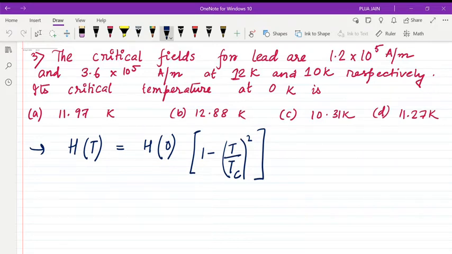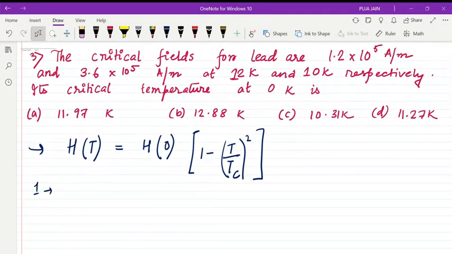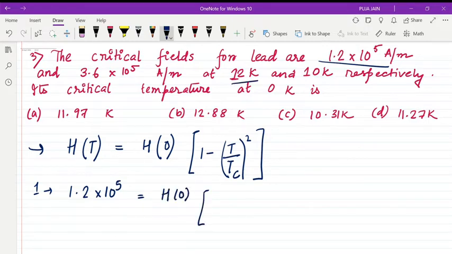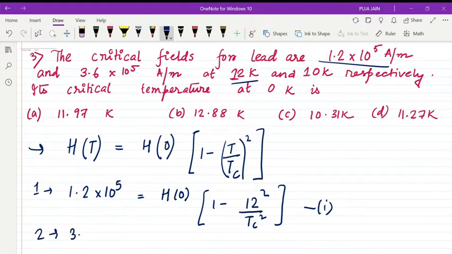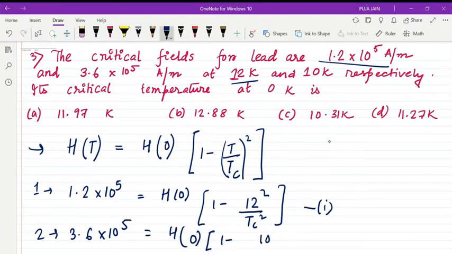Okay. So now substituting these values, we will get two equations. First equation: the value of H, the critical field at temperature T when my T is 12 Kelvin, is 1.2 into 10 to the power 5 equals H at 0 Kelvin times 1 minus 12 by Tc, whole square. This is my equation 1. And my equation 2 is 3.6 into 10 to the power 5, that is H critical field at 0 Kelvin times 1 minus 10 by Tc, whole square. This is my equation number 2.